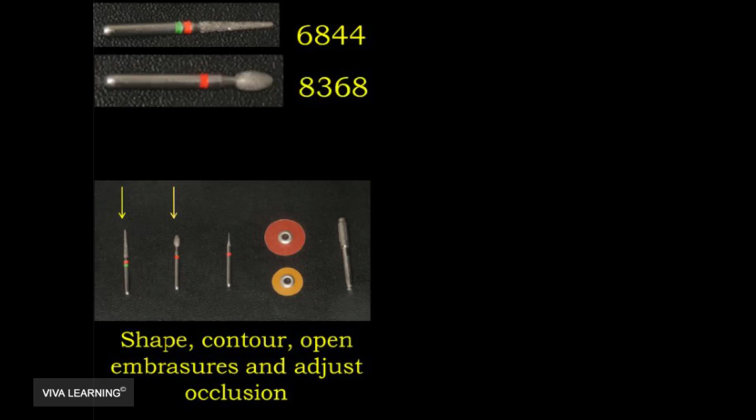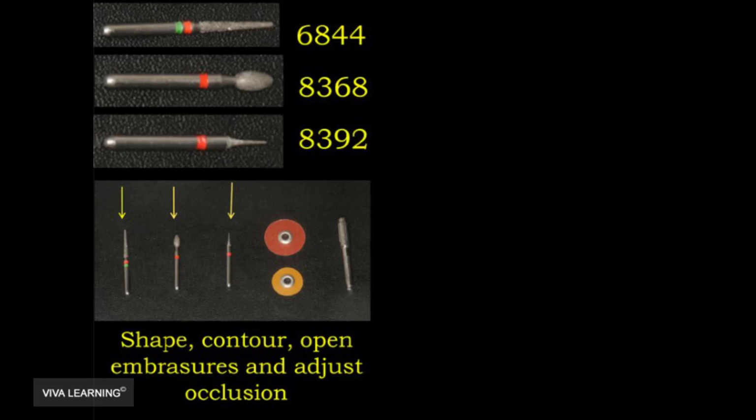But what I do use for lingual contours and occlusal adjustments is the 8368, the red stripe. It does a nice job of shaping linguals and adjusting occlusion. And then for the embrasures, to open incisal embrasures and gingival embrasures, we use this little burr we call the mosquito burr, the 8392. It's got a little point on it, and it gets into the gingival and incisal embrasures really nicely. And we'll show you what we're talking about in a minute.